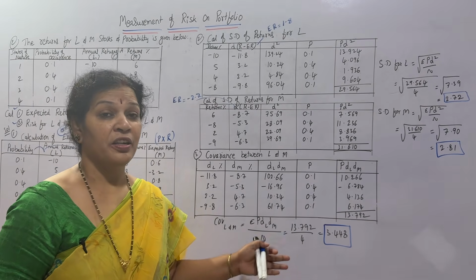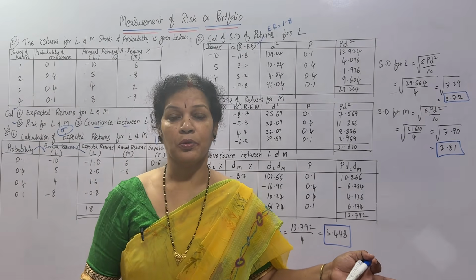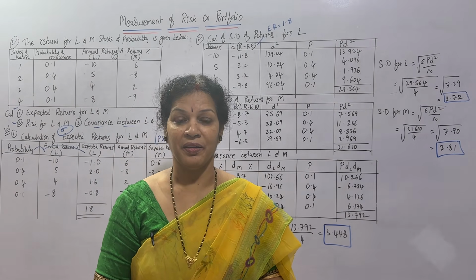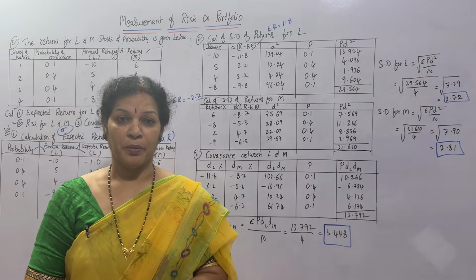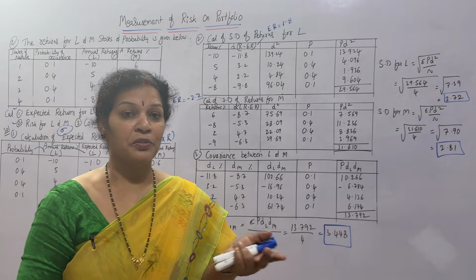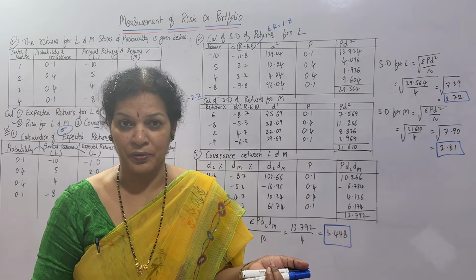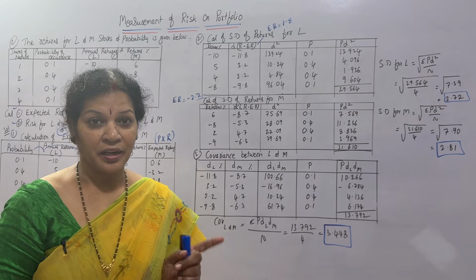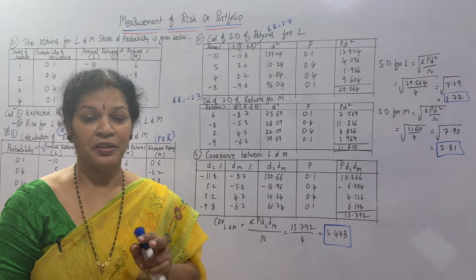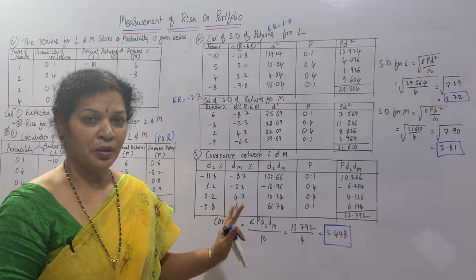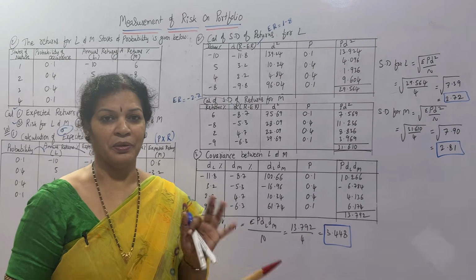In the same fashion, if correlation of L and M was asked, we could have done it like the previous problem. Correlation of L and M is covariance of L and M, the same answer, divided by standard deviation of L into standard deviation of M. We would have done that also. Right now they are asking us three things, and we have calculated them.